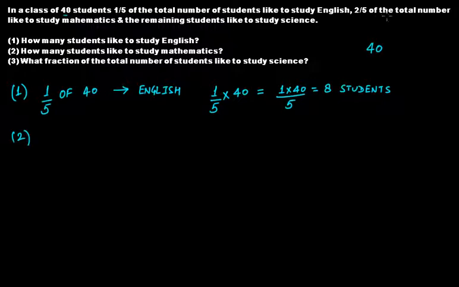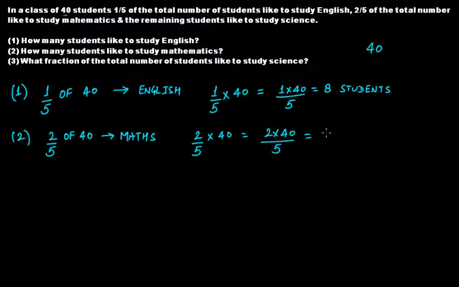The second portion, how many students like to study mathematics? Now 2/5 of the total number like to study mathematics. 2/5 of the total, that is 40, like to study maths. It means what? 2/5 of 40. This is equal to 2 times 40 divided by 5. This is 80 divided by 5, and this will give you 16 students. So 16 students like to study mathematics.